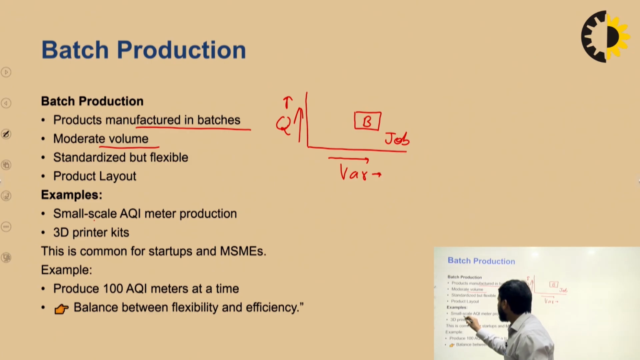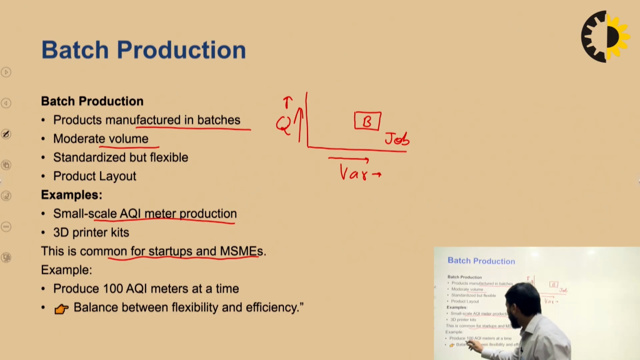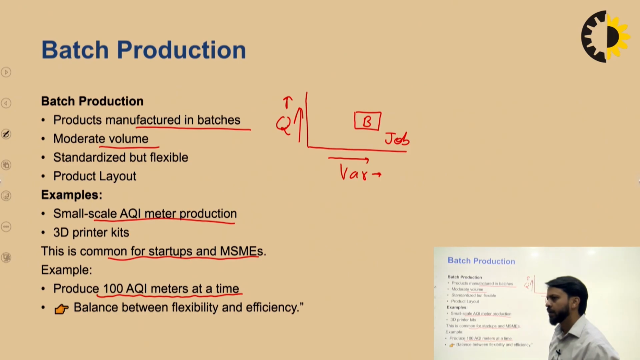Again, we can see small scale AQI meter production. If you have established your AQI meter, which we are taking as an example, and you have established the product cycle, then you can opt for a batch production system and you can manufacture the AQI meter in batches. And this is most common for startups and MSMEs. This kind of production system is more relevant when you are producing similar products with few modifications or few varieties in batches. That is more dominant.